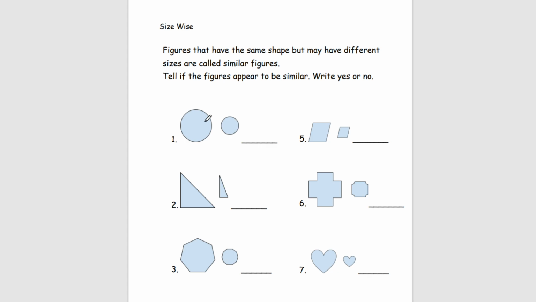So, number 1, here we see that we have two circles of different sizes, and this fits the criteria because they have the same shape, but they're different sizes. So, yes, they are similar.